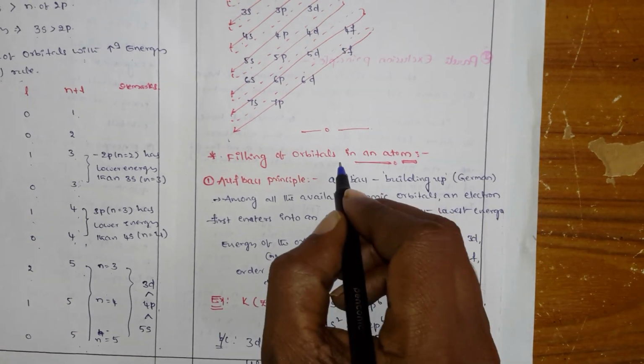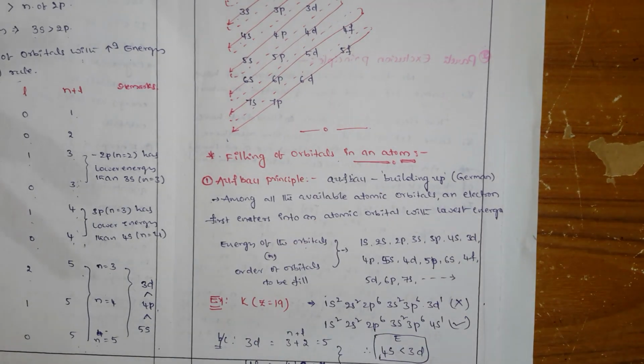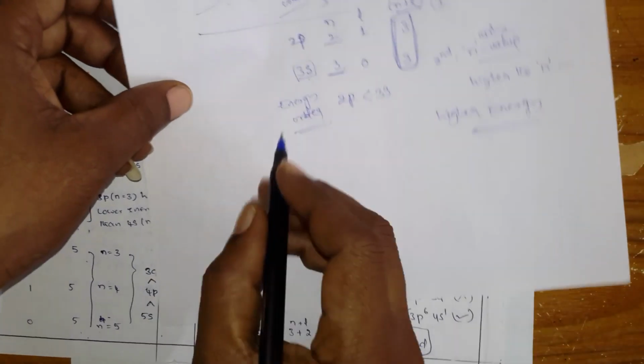So for that, can you fill them in your own way? No, right? For that there are some specific principles, and you have to follow them. So what are those principles? You have three principles. One is the Aufbau principle.